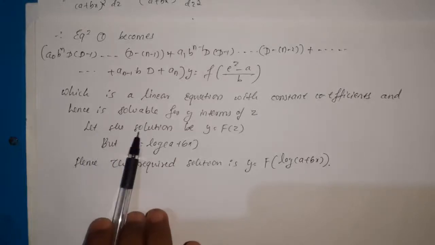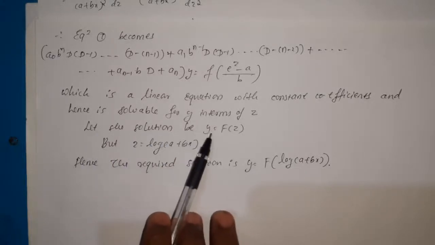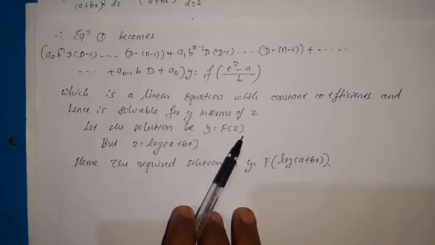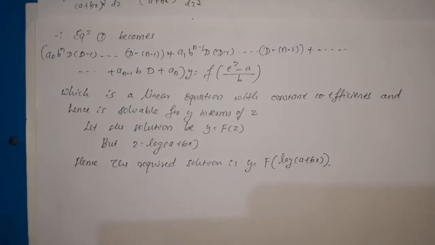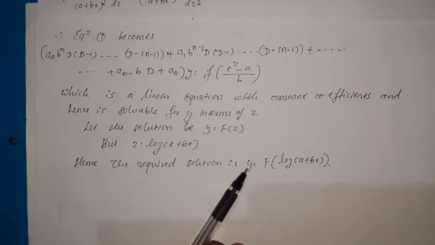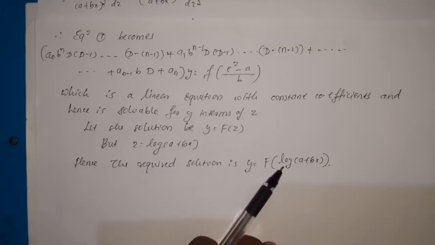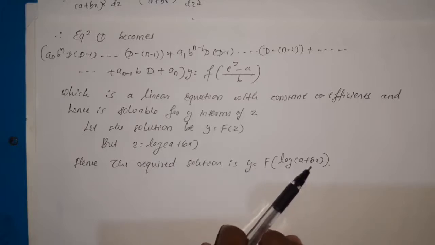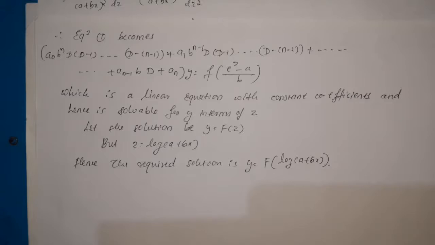Let the solution be y equal to capital F of z. Once we get the solution in terms of z, we need to replace z by log of a plus bx. Hence the required solution is y equal to F of log of a plus bx, which is the required solution for the given differential equation.